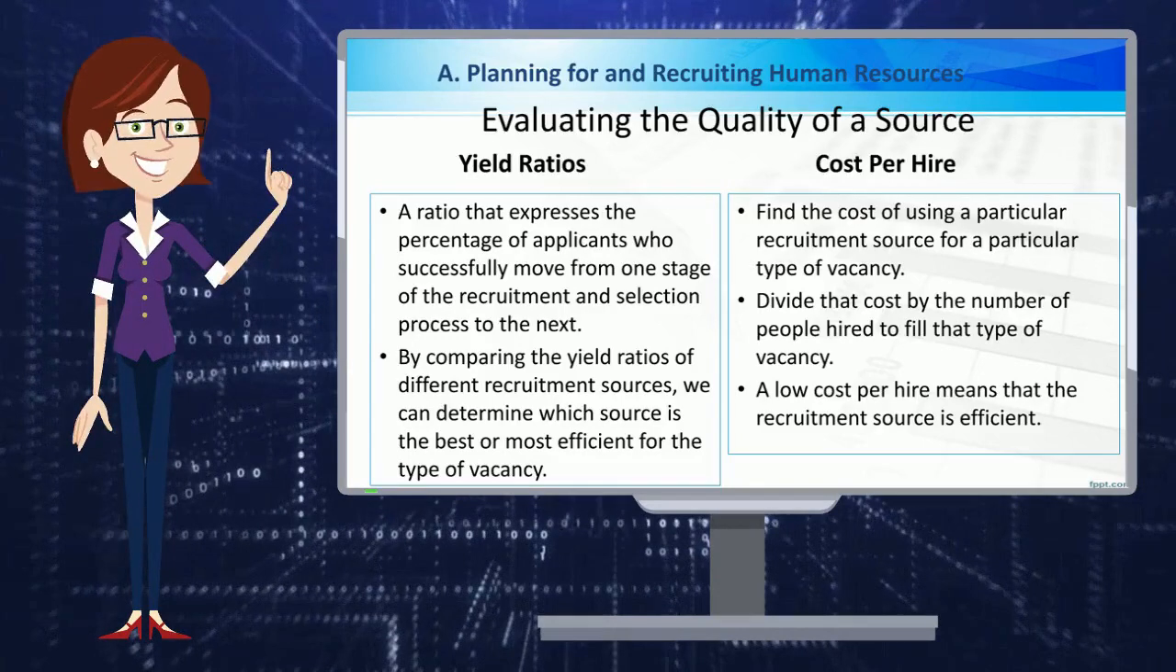For the cost per hire, we find the cost of using a particular recruitment source for a particular type of vacancy. Divide that cost by the number of people hired to fill that type of vacancy. A low cost per hire means that the recruitment source is efficient.